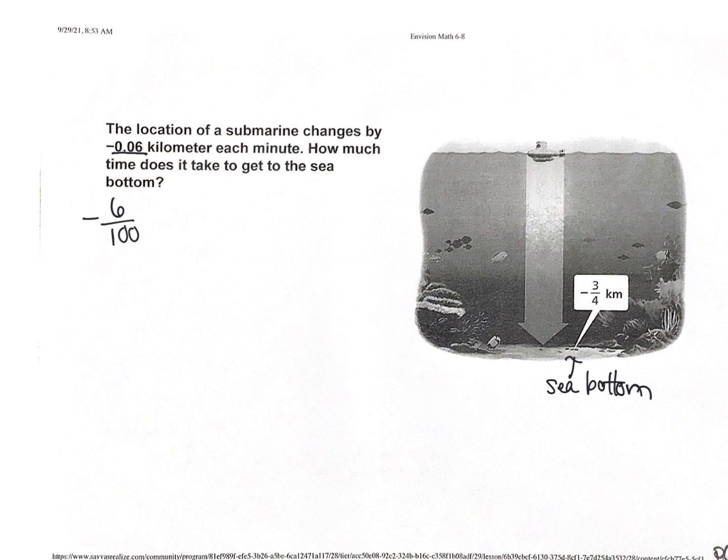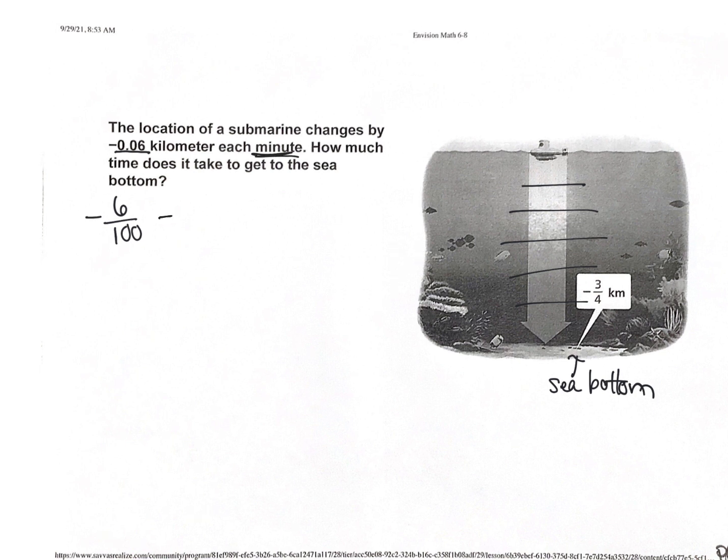And we're going to figure out, are we multiplying or are we dividing? Well, this is our dividing section, so we can take a guess we're dividing. That's because we're going to take this distance of negative 3/4 and divide it into 600ths, to figure out how many times we can divide it into those 600ths, and that'll tell us how many minutes it'll take us. So we're going to say negative 3/4, divided into negative 6 over 100.